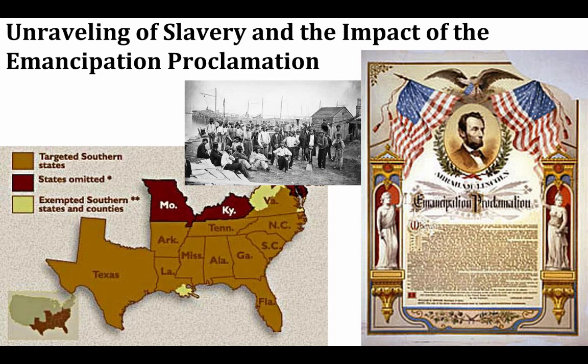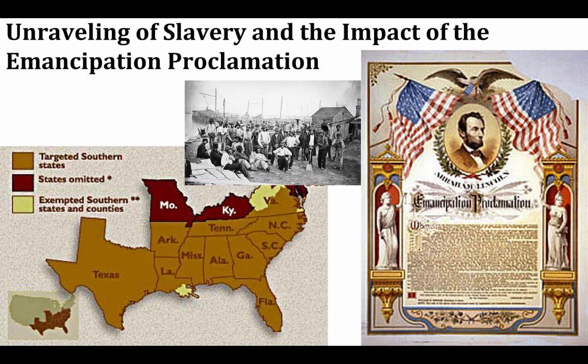What is the status of slaves? I mean, the Dred Scott decision suggested that slaves are property that can be taken anywhere. Slaves are not freed if they get to a free state. And so initially it's very unclear. But then we start to see a progression. General Butler of the Union starts to confiscate slaves and call them contraband, suggesting that they're property of the enemy, and the Union is going to confiscate those slaves.